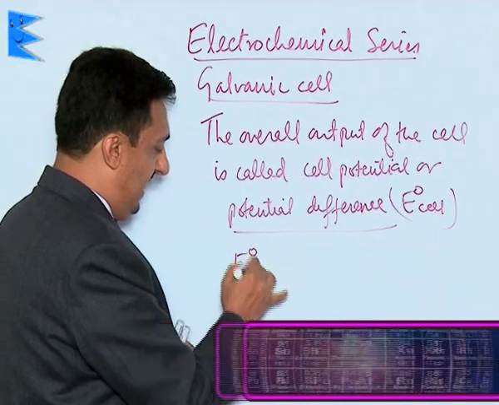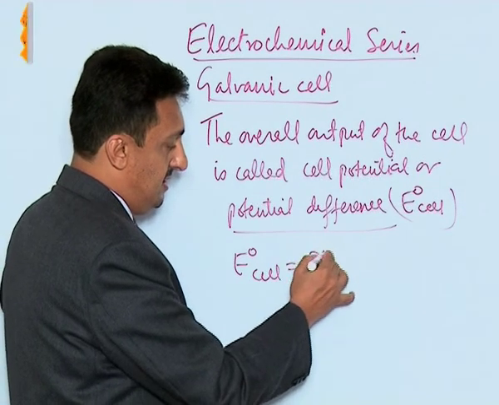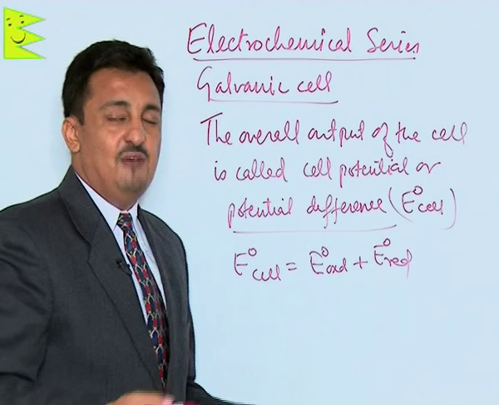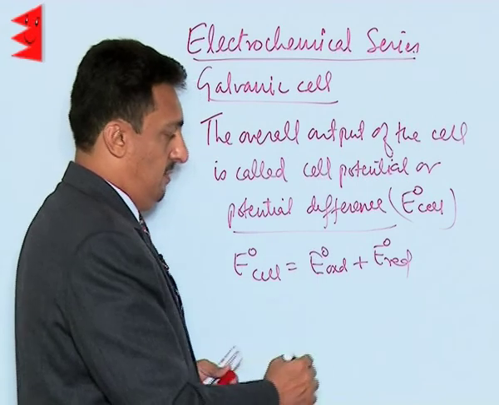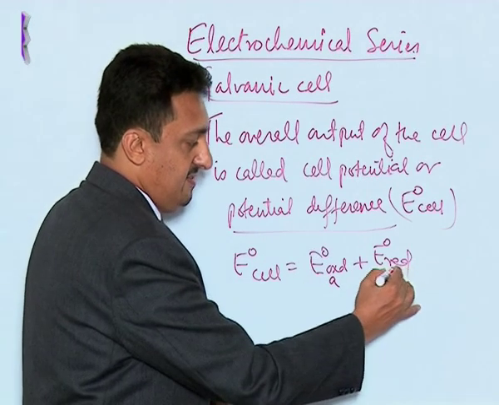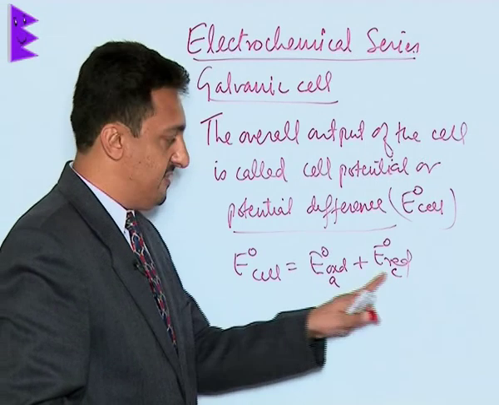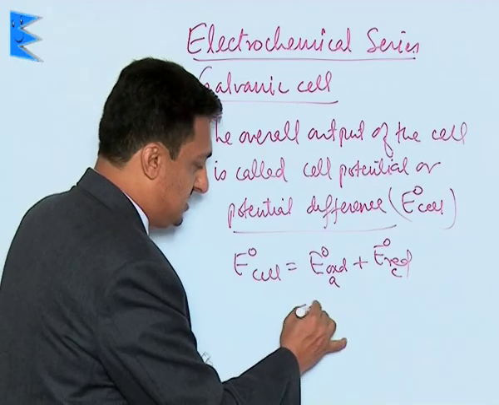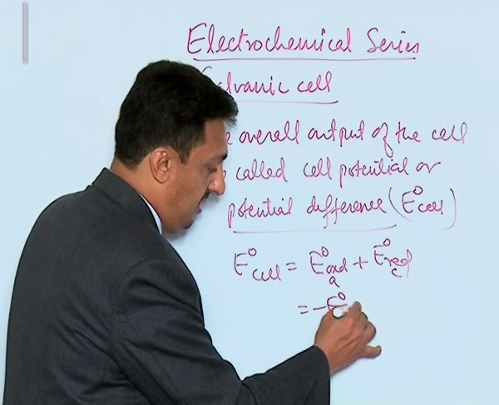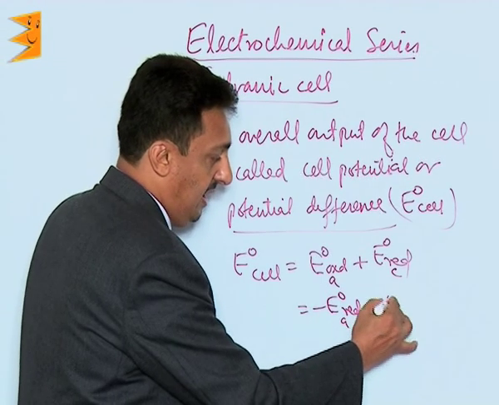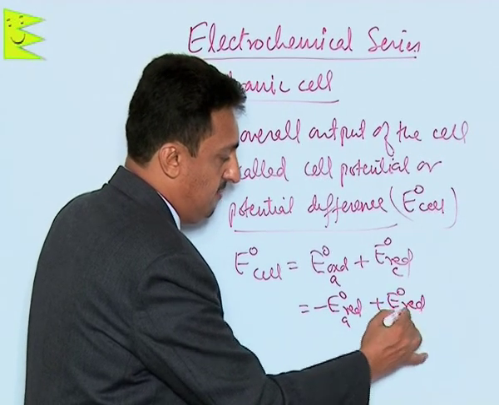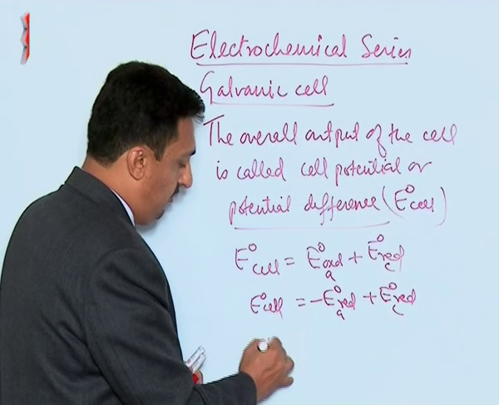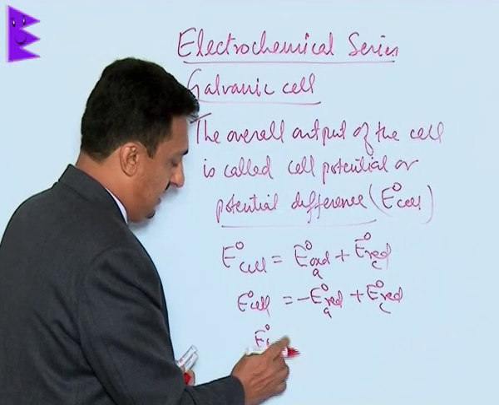Now this E0 cell must be the sum of the oxidation potential and the reduction potential of the two half cells. But we know this oxidation will behave as an anode, this reduction will behave as a cathode. So I am using the symbol A for anode, C for cathode. But we all take all E0 values in terms of reduction. So we will change this to a negative of E0 reduction, but it will keep on behaving like an anode, and this will be E0 of reduction, which will keep on behaving like a cathode.